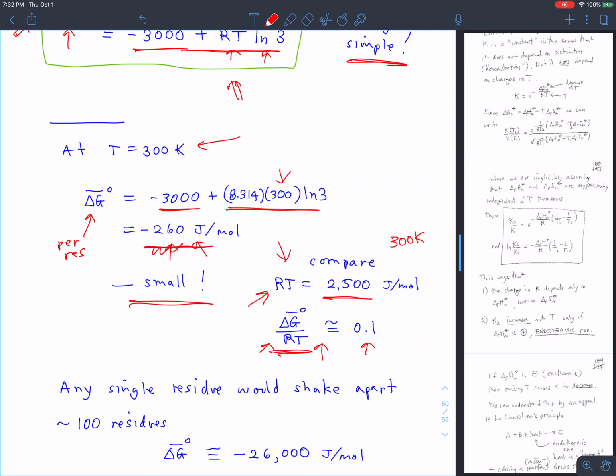And let me say that though this came out of our calculation, this is also in agreement with experiment. So the fact is that proteins do fold, and they fold spontaneously, and that means that there's a favorable delta G for folding. But per residue, it's pretty small. The driving force for folding proteins is not very large per residue.